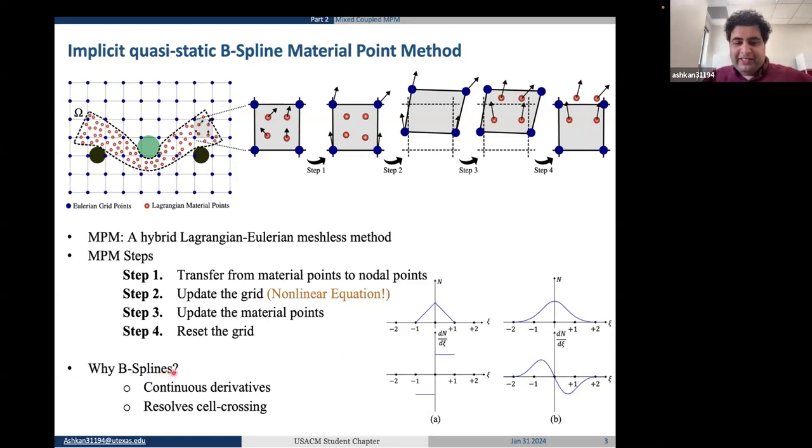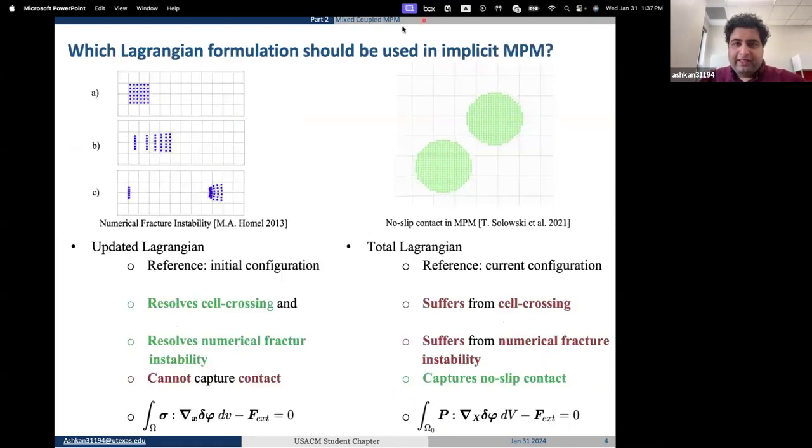We use B-spline shape functions in our MPM formulation because they have continuous derivatives. Early versions of MPM were using linear shape functions, but their derivatives were discontinuous. And when one material point, for example, from here, wanted to move to this cell, this discontinuous derivative caused fluctuations in energy. But using B-splines resolves this issue.